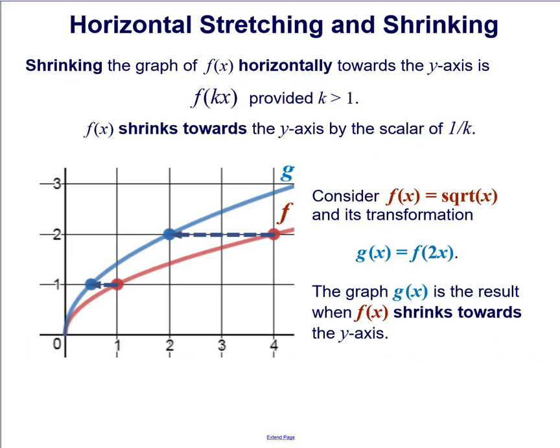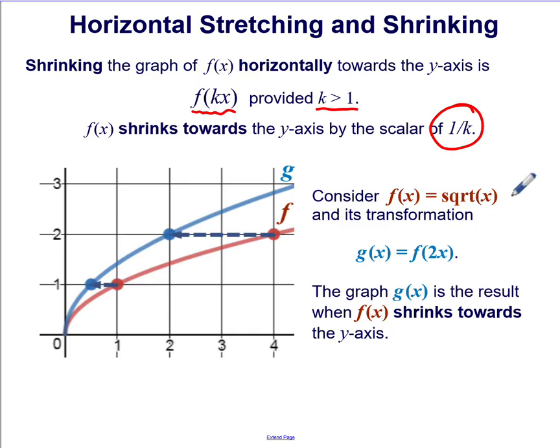Finally, the graph of h of x is the result when f of x stretches away from the y-axis. Shrinking the graph of f of x horizontally towards the y-axis is f of kx, provided that k is greater than 1. Notice that f of x shrinks towards the y-axis by a scalar of 1 over k, where k, the scale factor, is the inverse of this coefficient here.